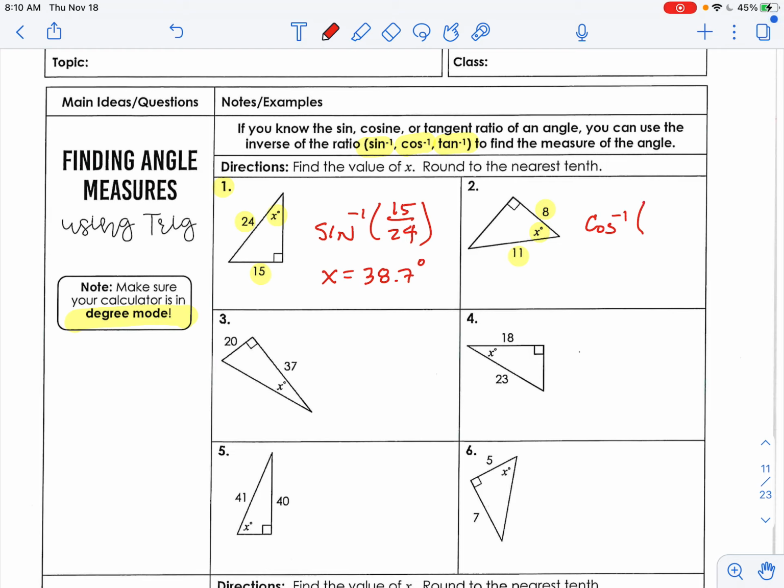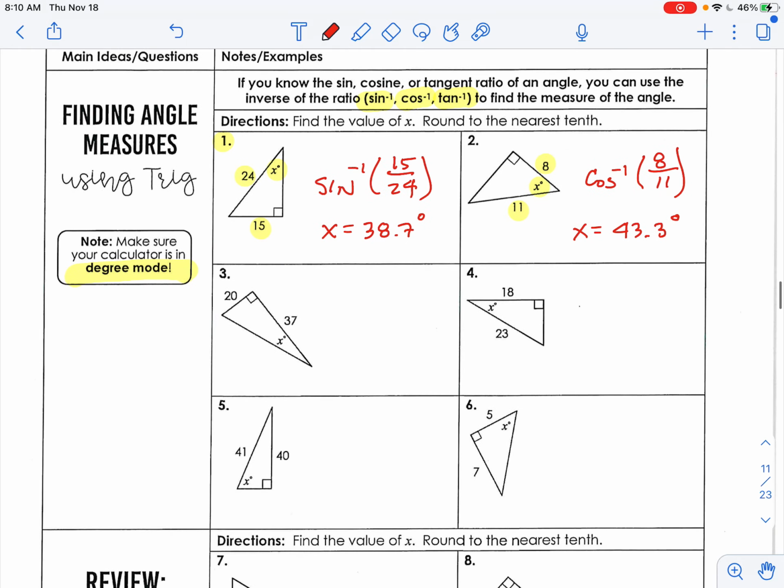Okay, so I'm going to use inverse over the ratio. So how does it go? It matters. Adjacent over hypotenuse. And again, if you put that in your calculator, I'd like you to try it. That angle is going to be somewhere around 43.3 degrees. So again, if you're just watching this, can you put one or two of these in the calculator and make sure you got it? Okay, all right, let's go to number 3.